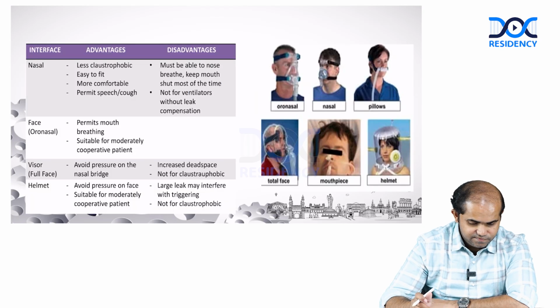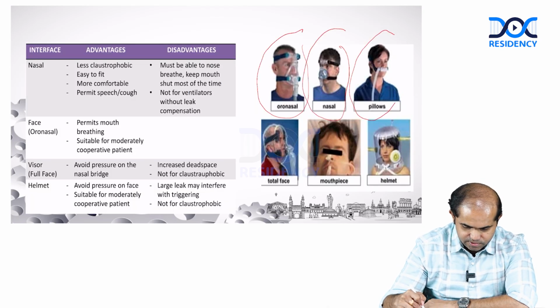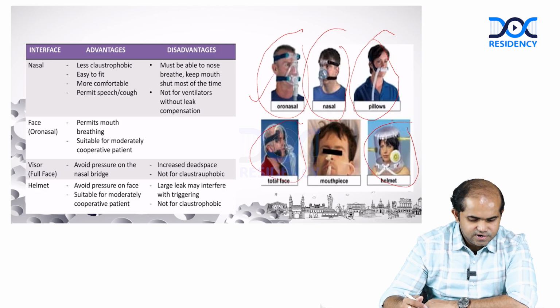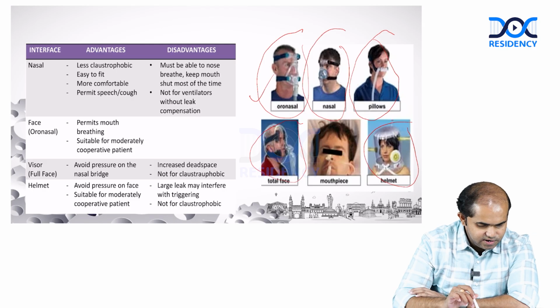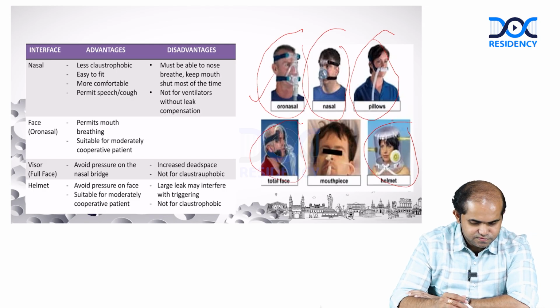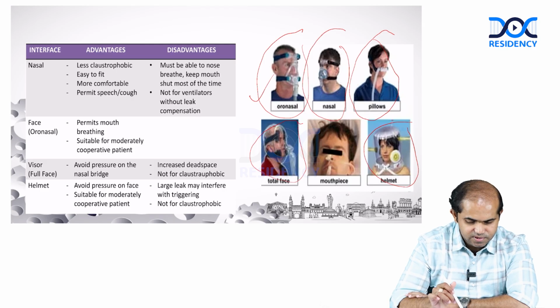So what are the NIV interfaces? One is oronasal, nasal and pillows, or you can go for total face. The last one is helmet. Now we are moving more towards oronasal. Each depends on the comfort level of the patient. The advantages of nasal are that it is less claustrophobic and easy to fit, but the disadvantage is that you should be able to do nose breathing and keep the mouth shut all the time. That is the main issue.